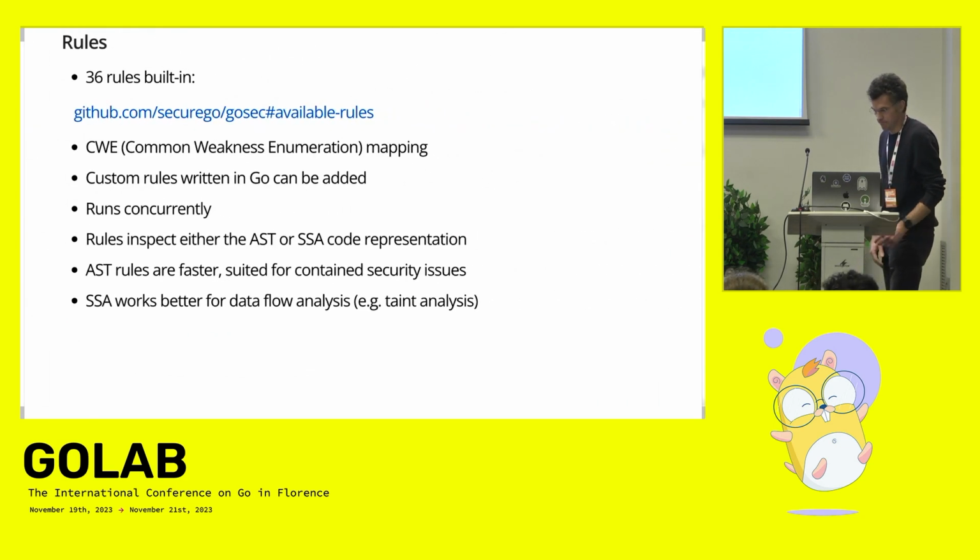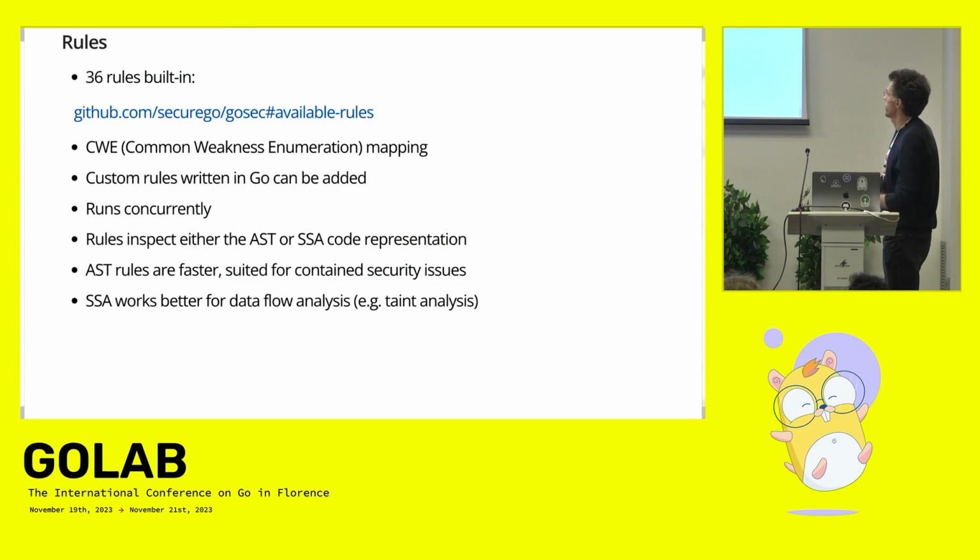So we have basically 36 rules which are built in. You can see the whole list on this page. There are a lot of rules which are on our to-do list, but these are rules which survive over time. We try to map each rule with the Common Weakness Enumeration. This is like a security standard for, let's say, code vulnerabilities.